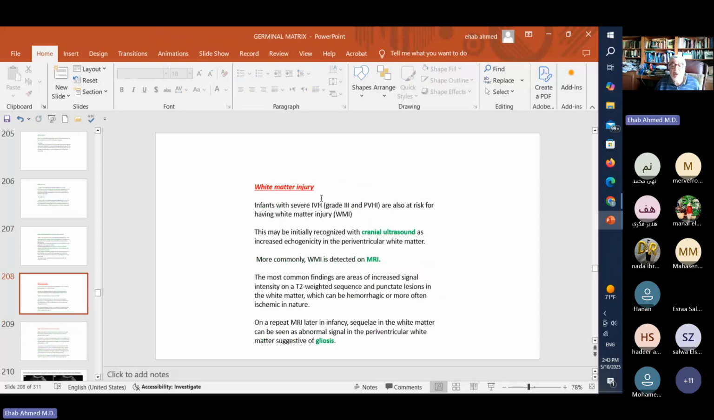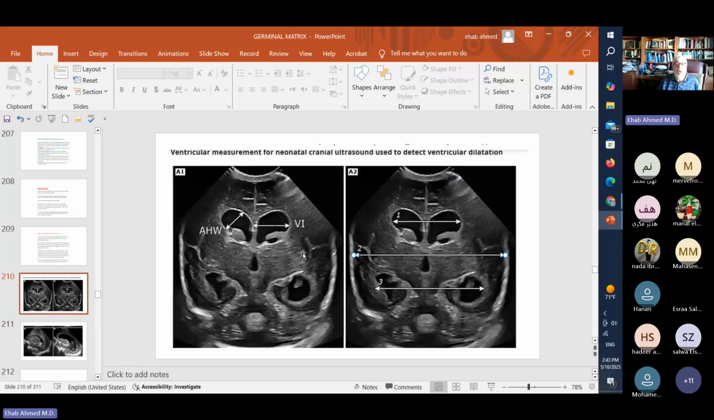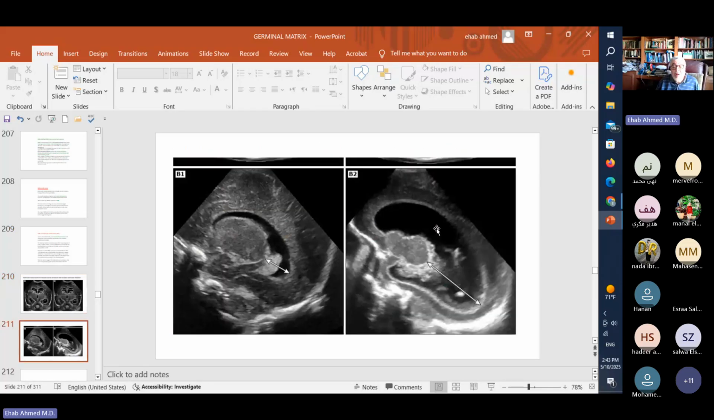And then there is the white matter injury. It's another complication, a serious one. It is detected by ultrasound, but more and better with the MRI. And this is the cause of the neurodevelopmental delay. Also, there is cystic PVL, periventricular leukomalacia, which is not part of GM-IVH. And these are the indices. You know it better than me.